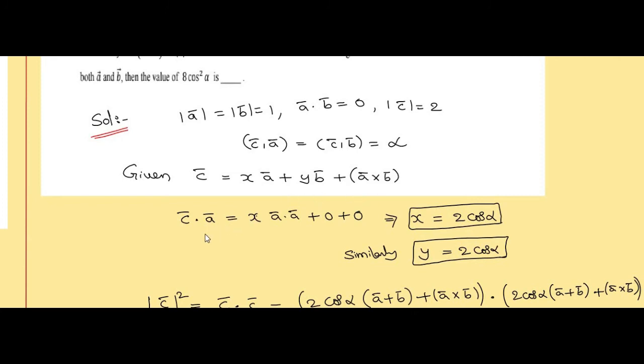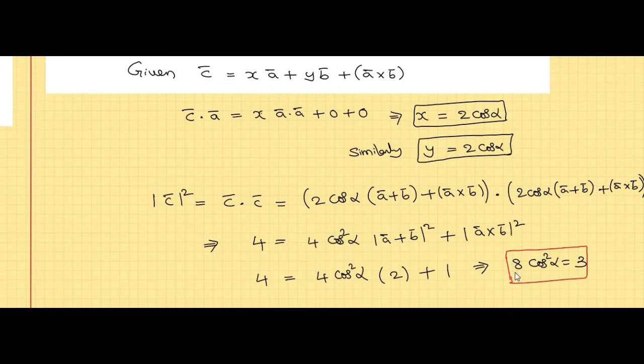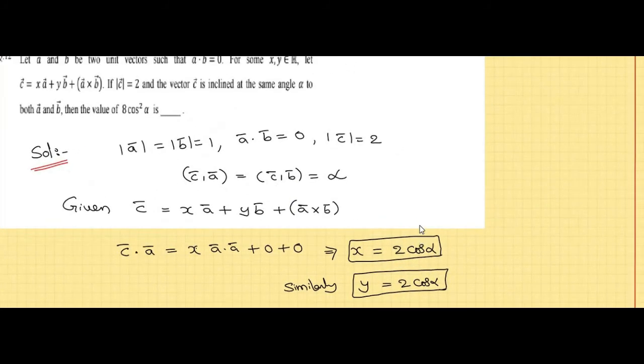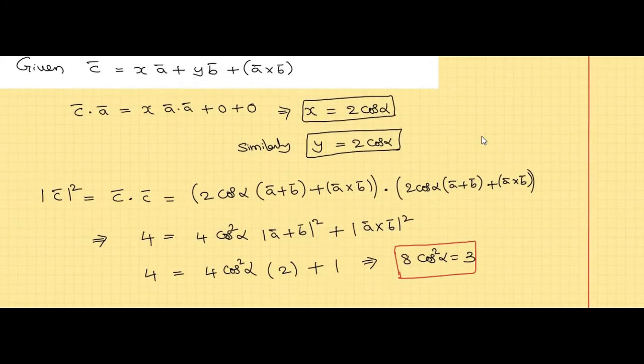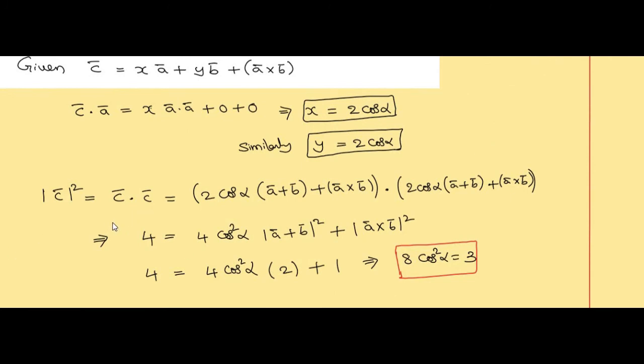Not 0, C dot B, magnitude of C, that is 2 times cos alpha is equal to y. We need mod C square, the magnitude of C. So when I apply C dot C, I come to 4 times 4 cos square alpha, mod A square plus B square plus magnitude of A cross B square.